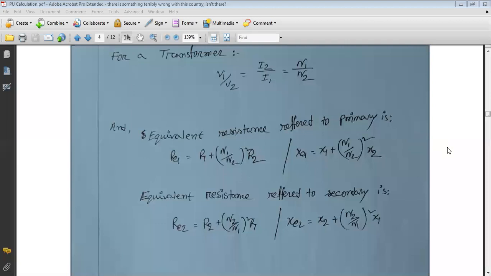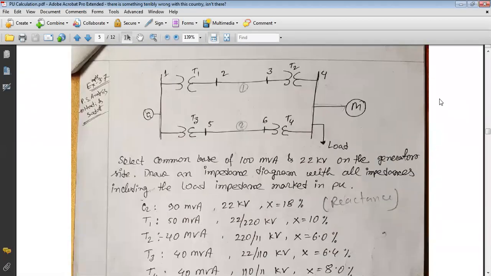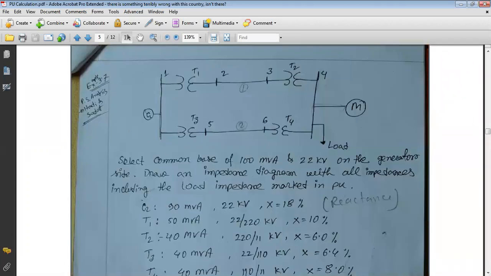Now, in my today's lecture, I want to solve this mathematical problem, and this is a per unit mathematical problem. So this is actually a one-line diagram or a single line diagram.